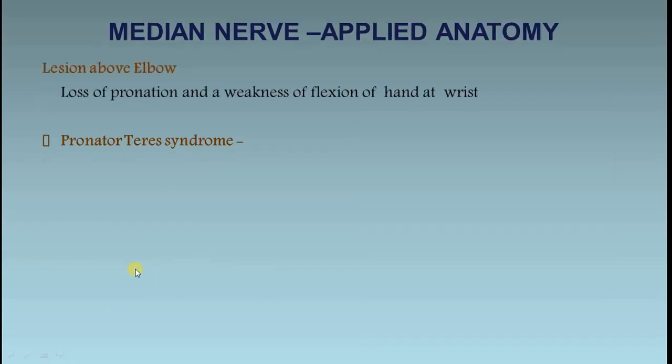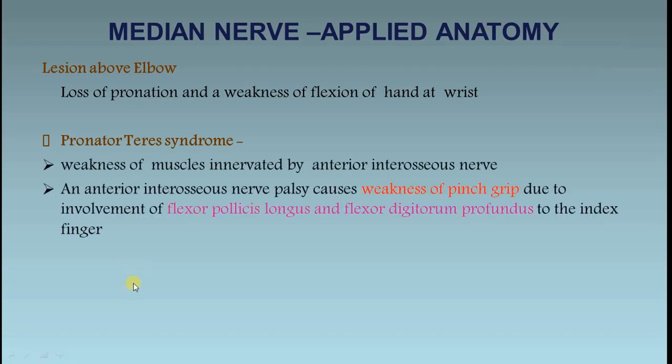What is Pronator Teres syndrome? Pronator Teres syndrome is actually a nerve entrapment neuropathy. When the nerve gets entrapped between the two heads of the pronator teres, then naturally all the muscles supplied below that, especially the structures supplied by the anterior interosseous nerve, will show weakness. So anterior interosseous nerve palsy because of Pronator Teres syndrome causes weakness of pinch grip.